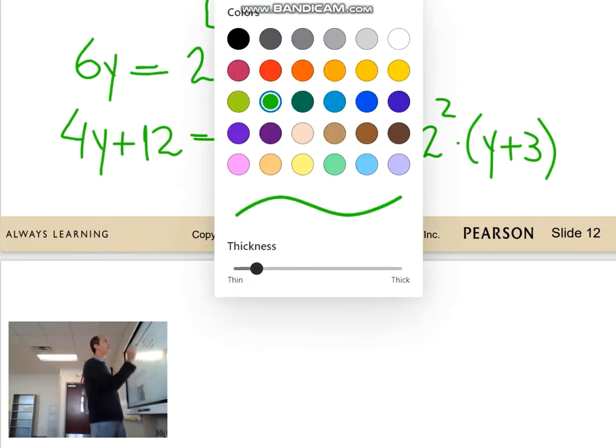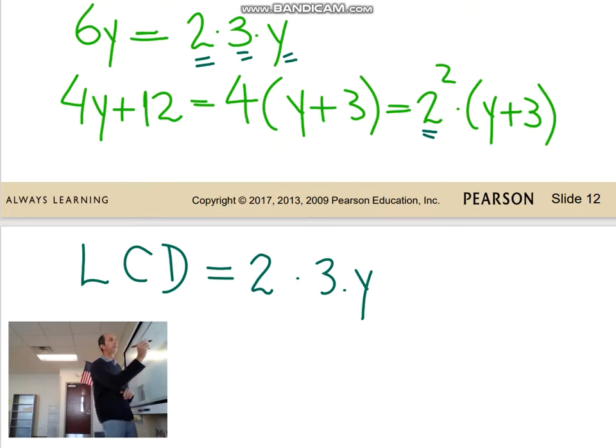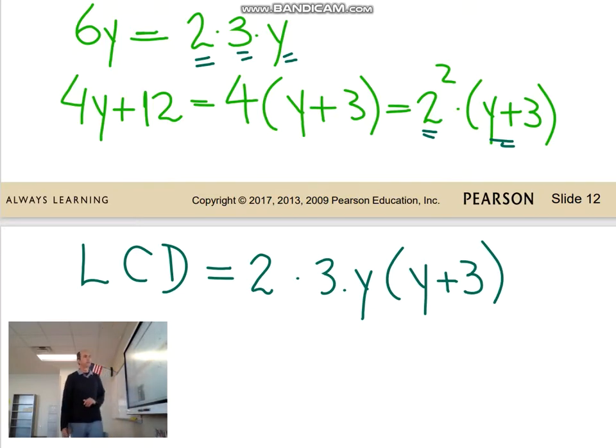Now we need to find the least common denominator. First, we write down each unique factor. We have 2 here and here, we just need to write it once, 2. We have 3 here and there. And we have y, so write y. And another factor that we have here is y plus 3. So those are all the factors.